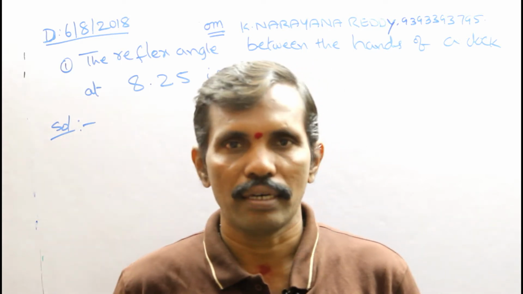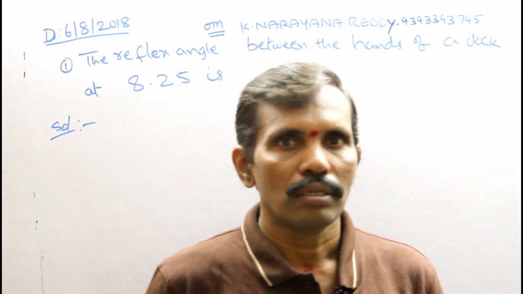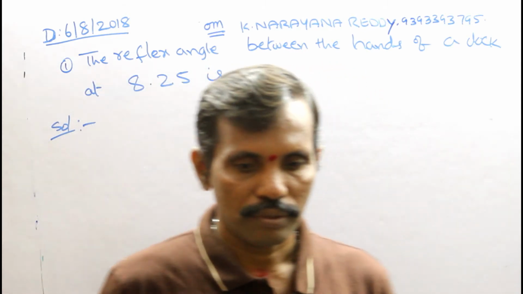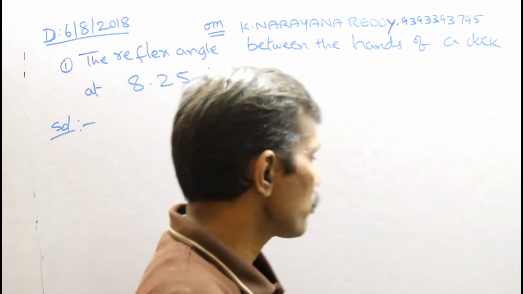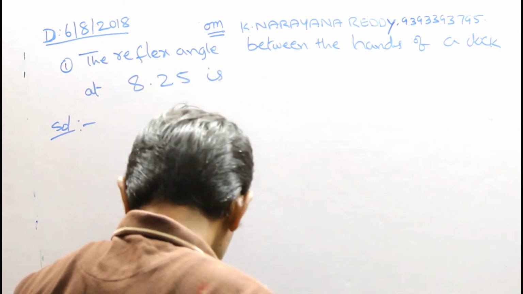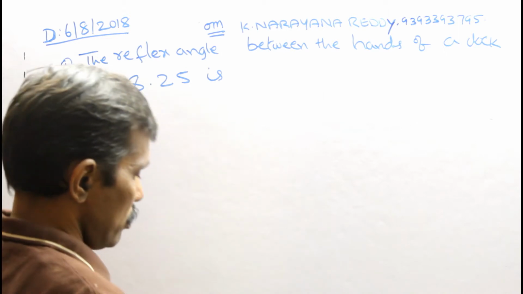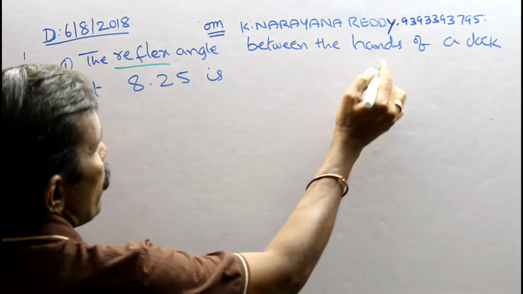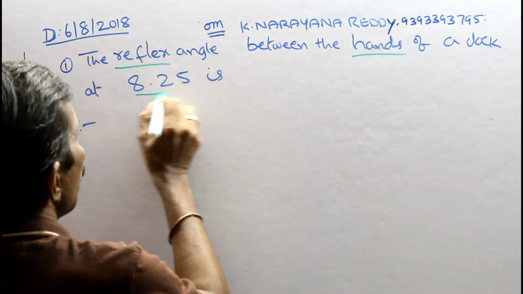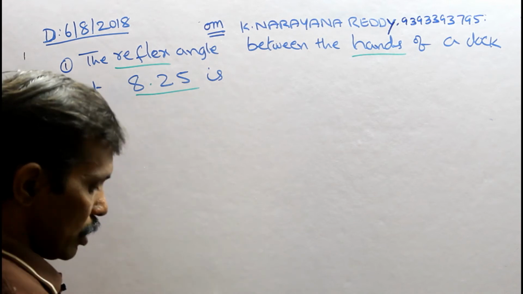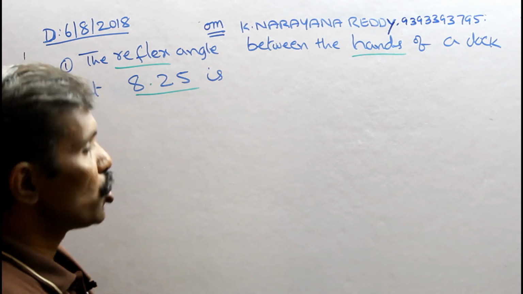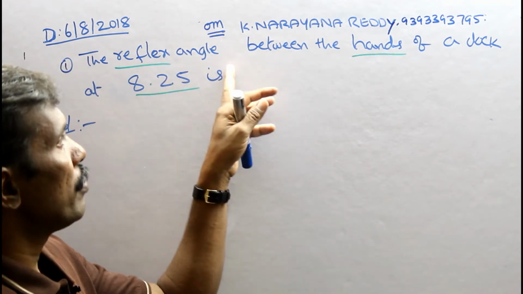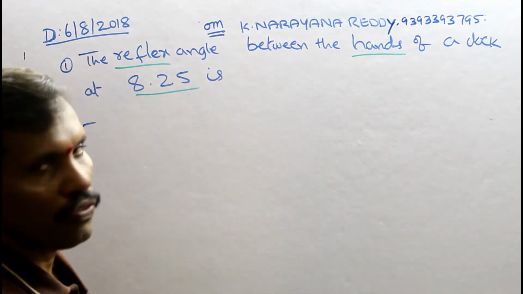Today, in this class, I am explaining about the problems that depend on clock. So, see the problem here. The reflex angle between the hands of a clock at 8:25. So now we have to find the reflex angle between the hands of a clock at 8:25.